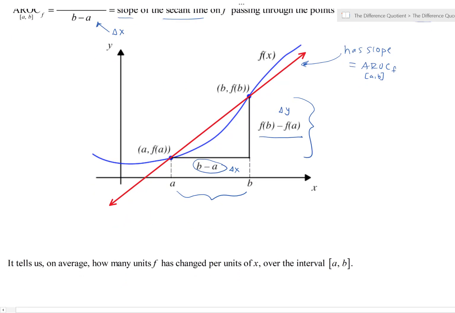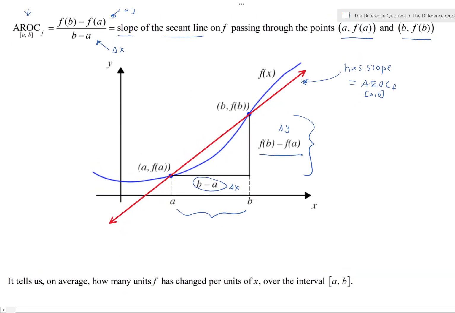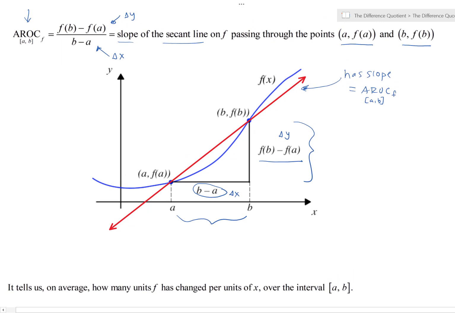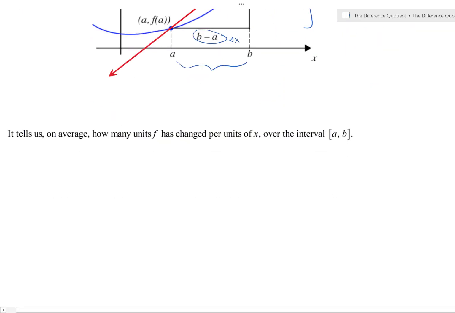Remember, in general, what this tells us, this slope of the secant line, this average rate of change, is how many units of f have changed per units of x on the interval a to b on average. Now we talk about this average rate of change first because really, as we're going to see in a moment, difference quotient is pretty much the same thing, different notation. So let's see what the difference quotient is.